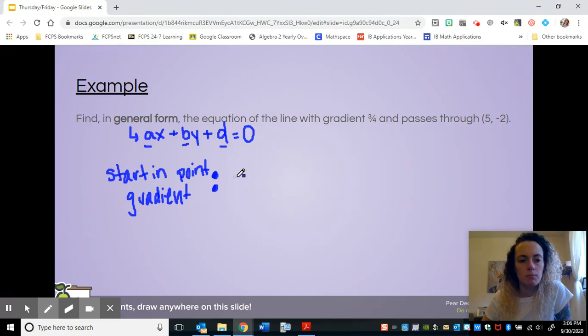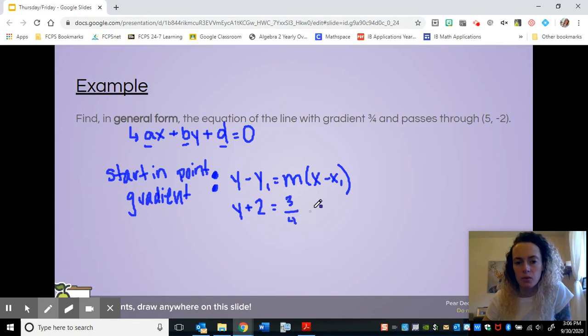So to start in point gradient form, I remember that point gradient form looks like this. And because I have a gradient and I have my point, I'm just going to plop those in. My y value is that negative 2, so y minus negative 2 means I'll add the opposite. My gradient is 3 over 4, and my x value is 5. So now all we have to do is maybe distribute some stuff. I'm going to have to deal with this fraction here, and then get everything onto one side.